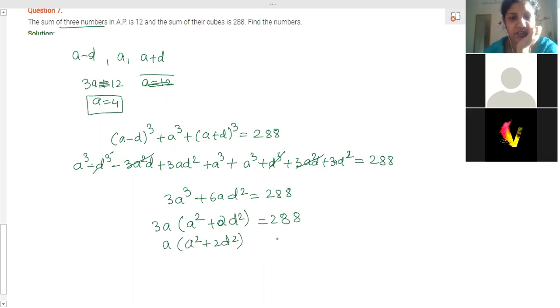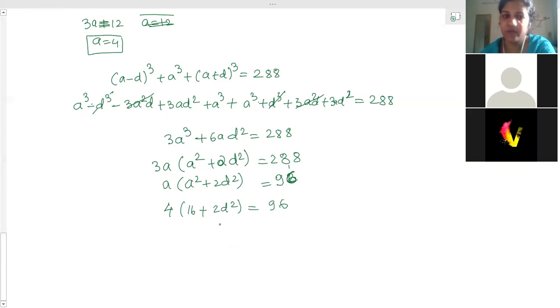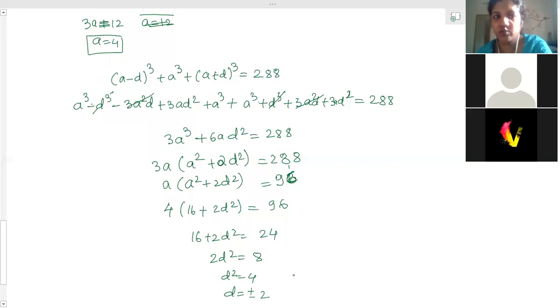Now it is 3A into the bracket A square plus 2D square. 3A gets divided: 3 nines are 27, 3 twos are 6, 3 sixes are 18. So 96. Substitute the value of A now. A is 4, so 4 into 4 square, that is 16, plus 2D square is equal to 96. So 96 is divisible by 4, so bring this 4 on this side. So 16 plus 2D square, 96 by 4 is 24. So 2D square is equal to 24 minus 16, which is 8. D square is equal to 4. So the value of D will be plus or minus 2.